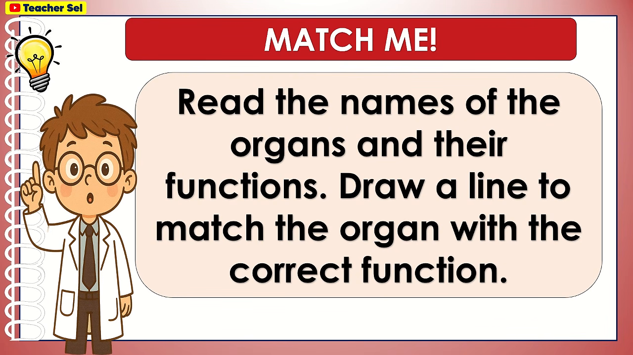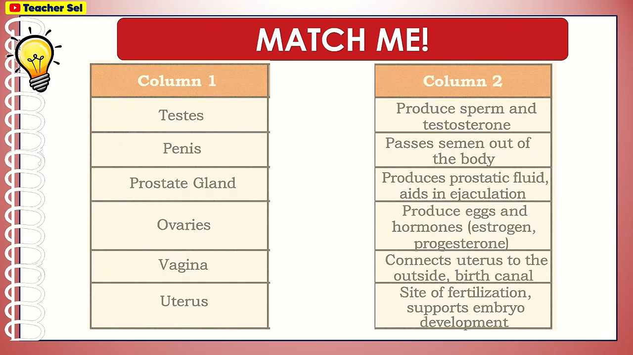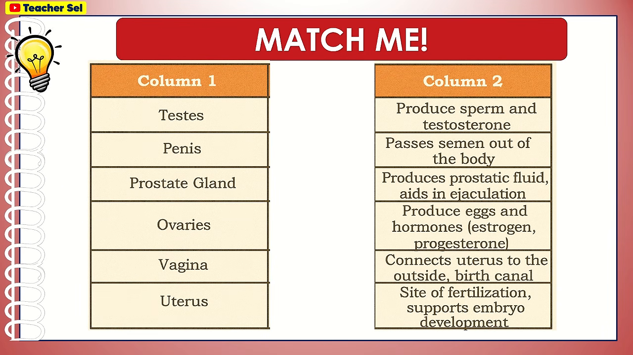Match me. Read the names of the organs and their functions. Draw a line to match the organ with the correct function. For column 1: testes, penis, prostate gland, ovaries, vagina, and uterus. For column 2: produce sperm and testosterone. Passes semen out of the body.